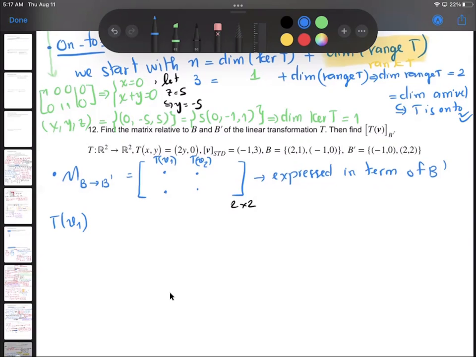And then T of V2 is T of (negative 1, 0). Let's use the same thing, (2y, 0). Remember, this is your x, this is your y. x is negative 1, y is 0, so 2 times 0 is 0. And the second component is always 0. C1 times (negative 1, 0) plus C2 times (0, 2).